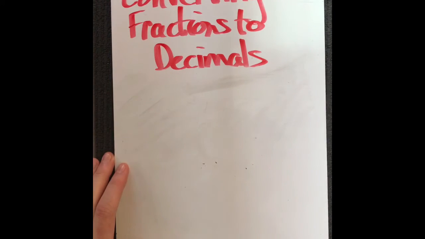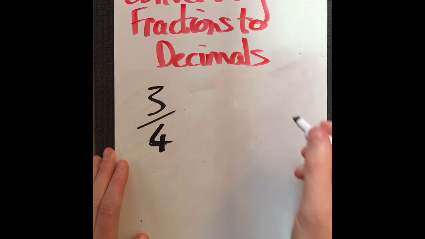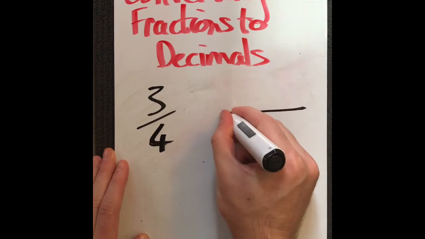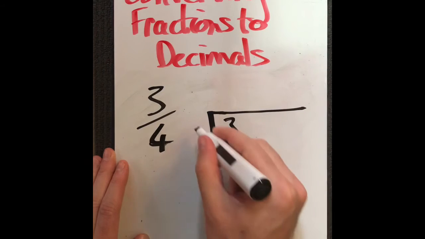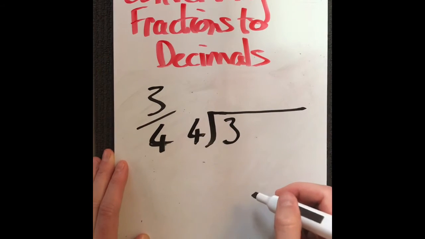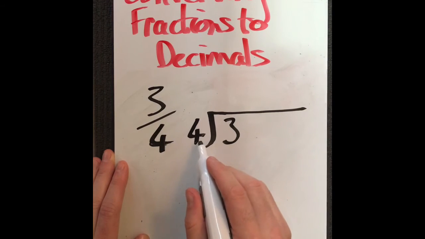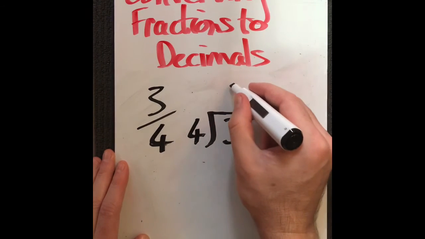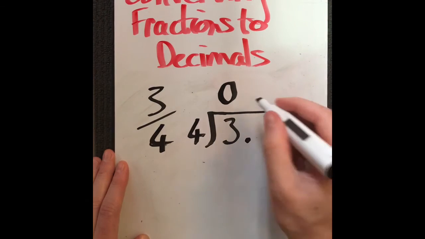So now let's take our fraction 3/4. So we can start by writing our division problem, and that becomes 3 divided by 4. We've got that problem again where 4 is too big, so 4 goes into 3 0 times, and this is where our decimal point comes in.